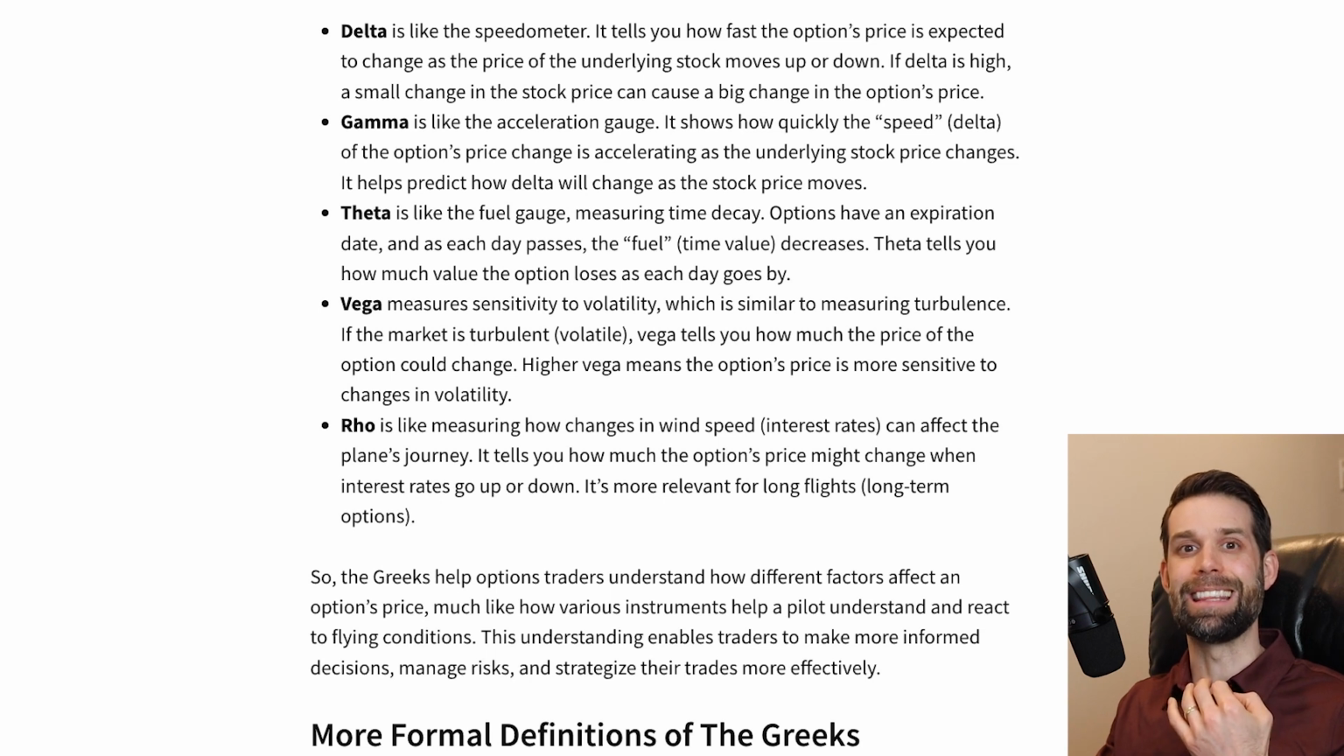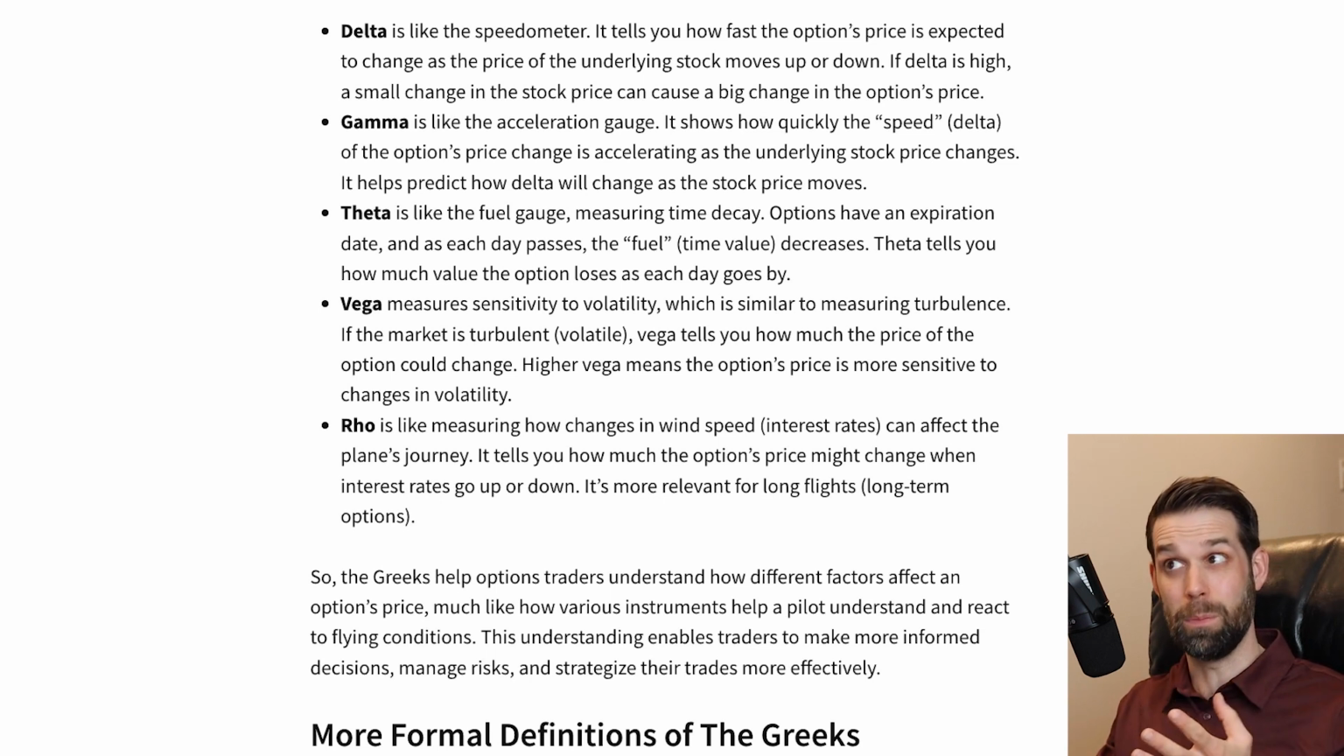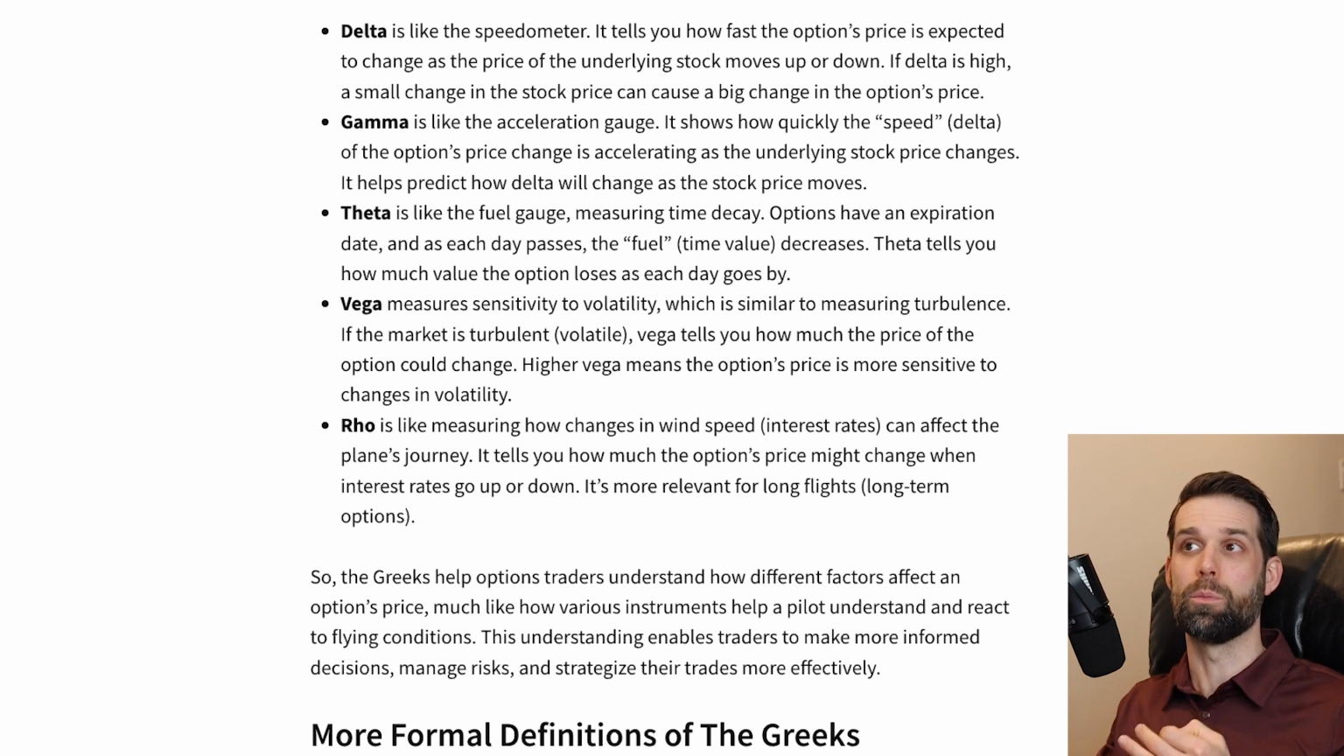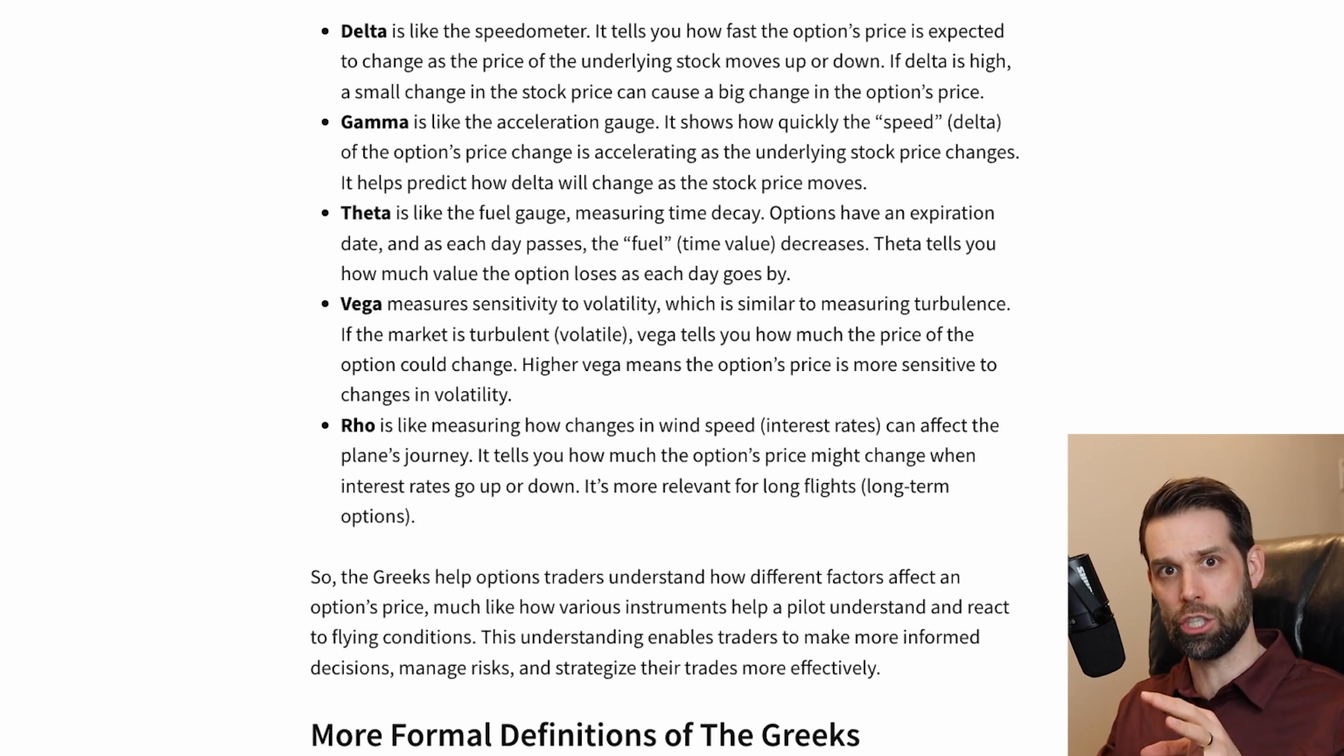And then you have gamma. So gamma is like the acceleration gauge. It shows you how quickly the speed of the option's price changes when the underlying stock price moves. So gamma is like acceleration, and it affects the speed, which is the delta. Gamma affects delta. So the acceleration is going to affect the speed of the plane. So that's what gamma does.